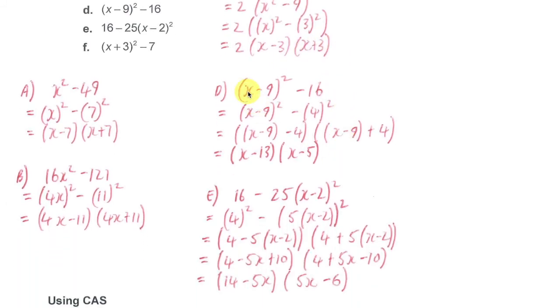For d, I can rewrite this as being x minus 9 squared take away 4 squared. So now it's in the format a squared minus b squared. So it's going to be x take 9 minus 4 in the first bracket, and it's going to be x take 9 plus 4 in the second bracket. Tidying things up there gives me that.